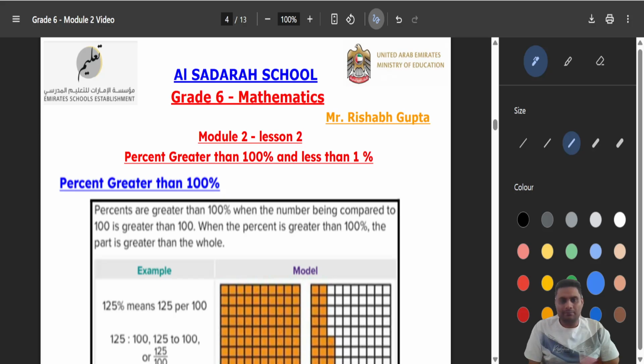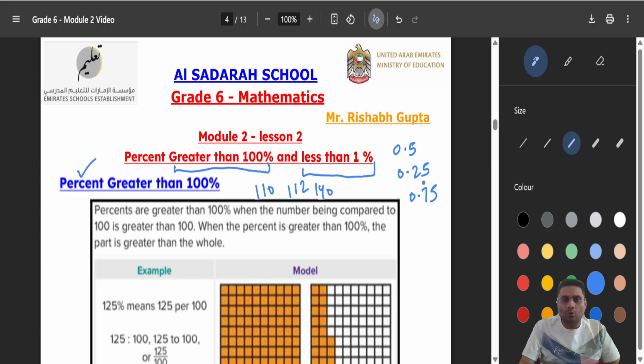It means percent greater than 100% means that the number I am comparing with 100 will be greater than 100. And percentage less than 1% means that the number I am comparing with 100 will be less than 1, like 0.5, 0.25, 0.75 like this. And greater than 100 means 110, 112, 140 like this. Okay, let us start with percent greater than 100.